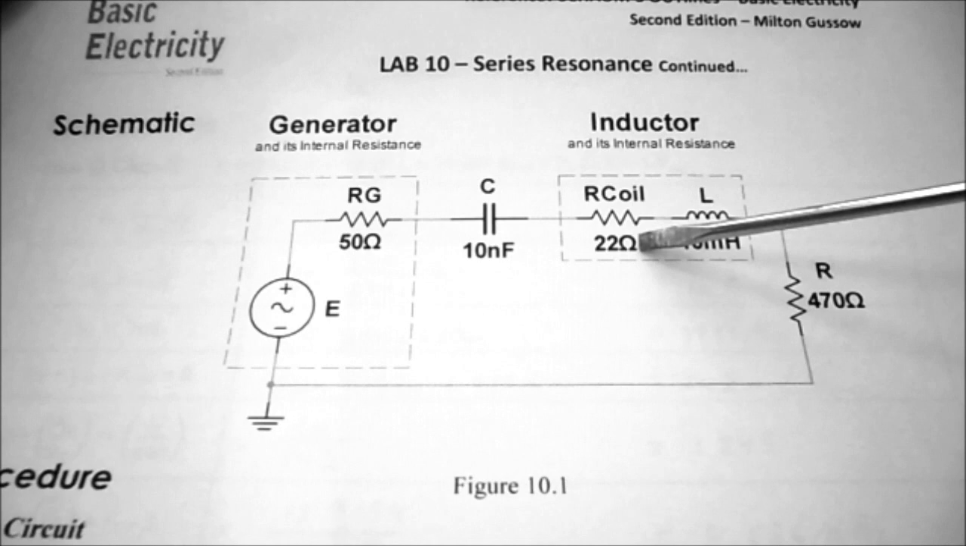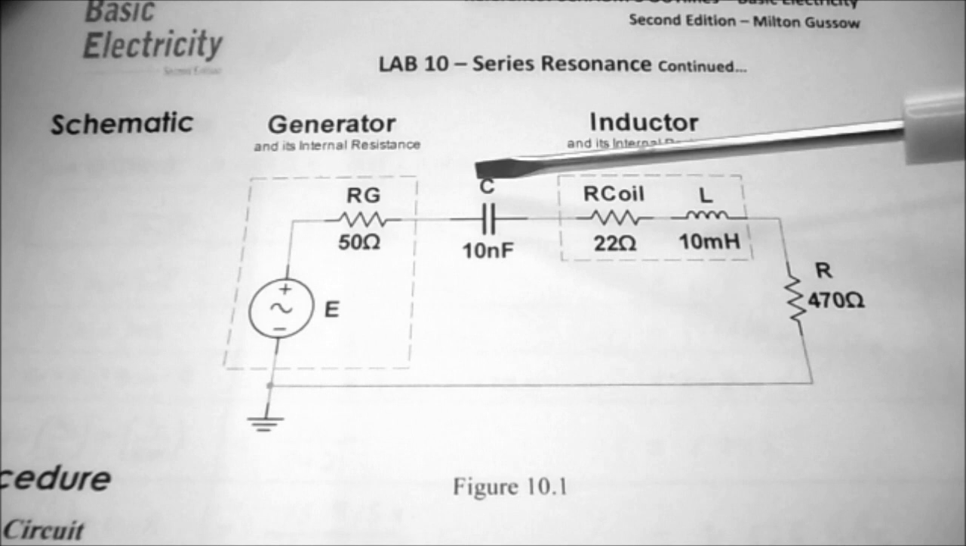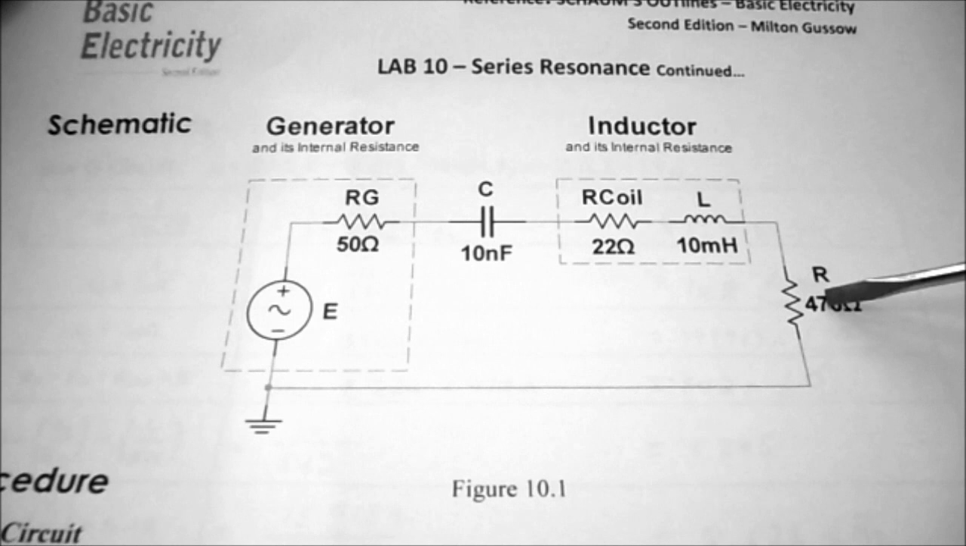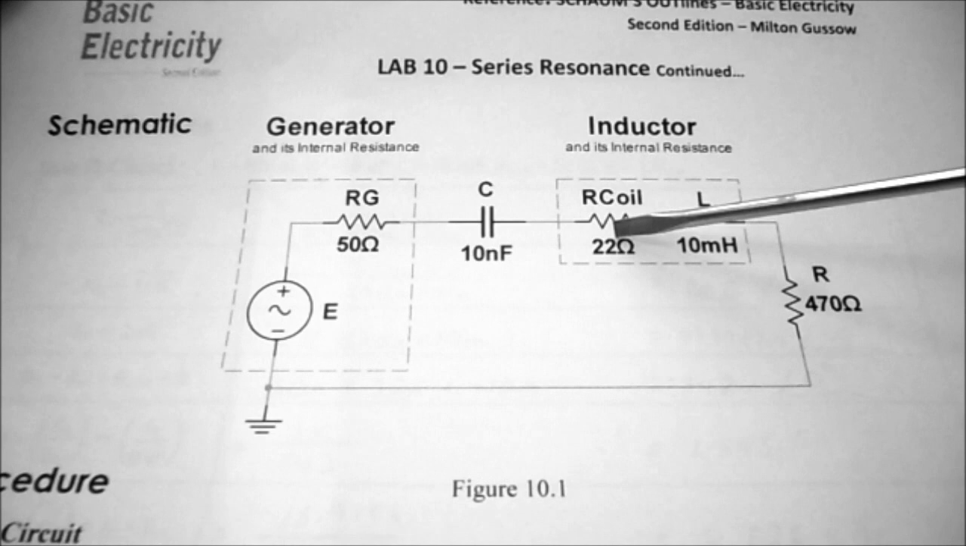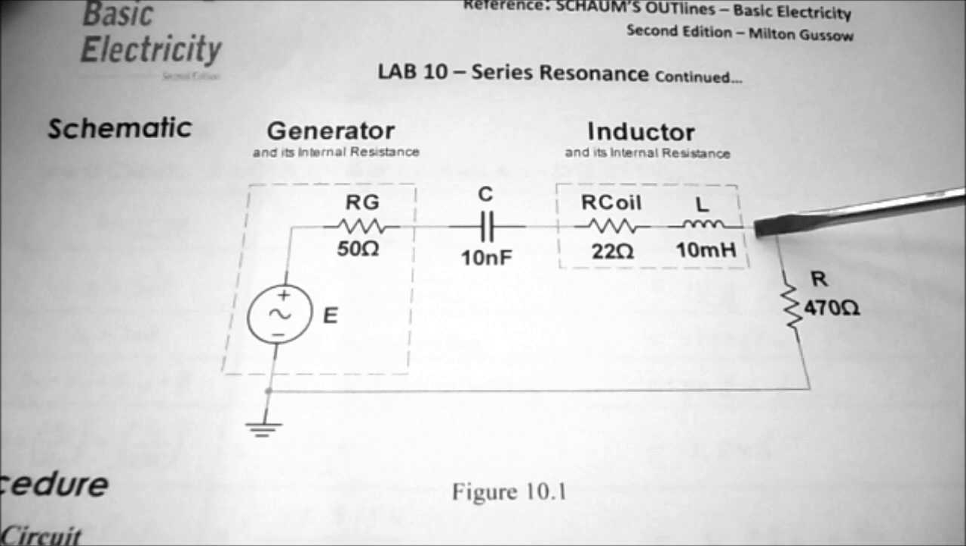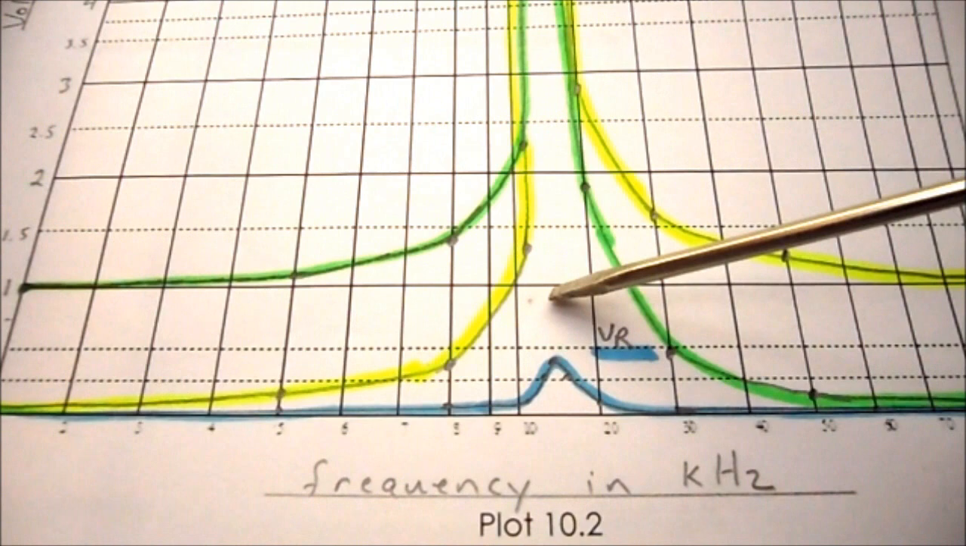So we set up our function generator to have 1 volt peak to peak coming in. The voltage drop across our 47 ohm resistor will be proportional to the 47 plus the 22 ohms. So if you take 47 over 47 plus 22 times 1 volt, that's going to be significantly lower than the 1 volt peak to peak coming in. So that helps explain why VR is significantly lower than the 1 volt that we expected to have dropped across it.